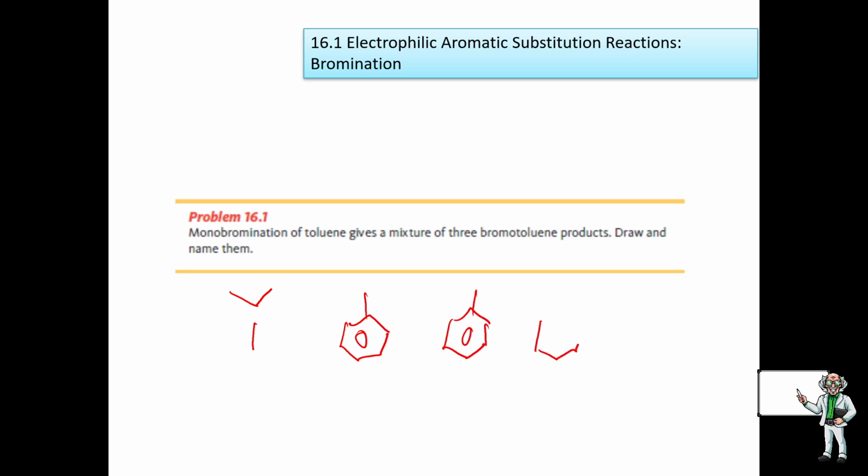A priori, without knowing anything about the regioselectivity, what we can have is the bromine in the ortho position. Remember, the ortho position is the 2 position, meta position is the 3rd position, and para is the 1,4 position. If we have to name them, the first one will be 2-bromotoluene or ortho-bromotoluene, the second will be 3-bromotoluene or meta-bromotoluene, and the last one will be 4-bromotoluene or para-bromotoluene. Okay, you can use the name that you prefer.